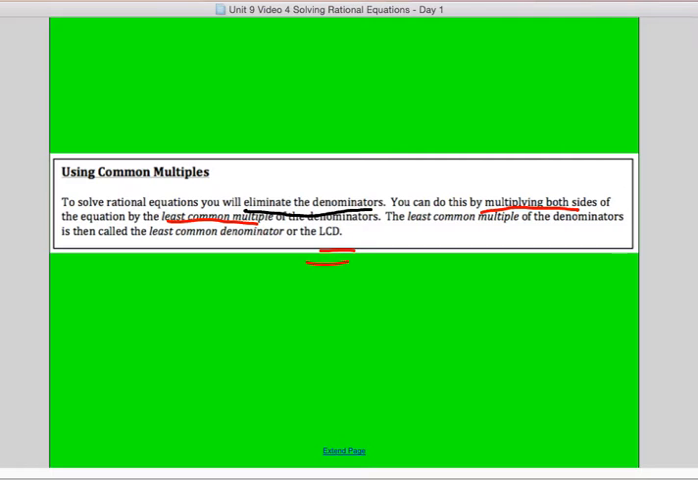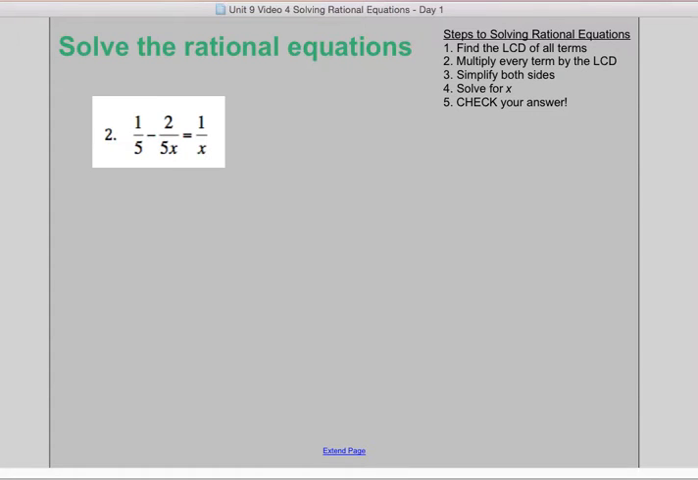So let's look at example 2. We want to solve. So we need to find the LCD, which is the LCM. This one's actually pretty easy to see right off the bat. Okay, if I want to make all my denominators the same, my LCD, my least common denominator, could make them all be 5x. Okay, so we need to take and multiply both sides by 5x.